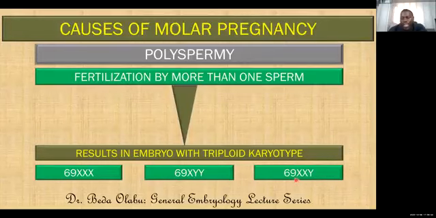You can still have 69XXY if the sperms that fertilize that oocyte are both X and Y. Remember, I have given you a scenario where the sperms that entered were 2. If there are more than 2, then of course you'll not have a 69. This type of molar pregnancy will give you partial molar pregnancy. There'll be some fetal parts because there is evidence of maternal genome. As long as the maternal genome is present, it will be a partial molar pregnancy.